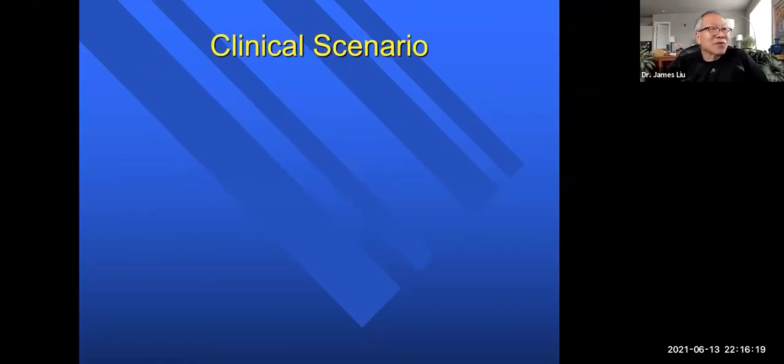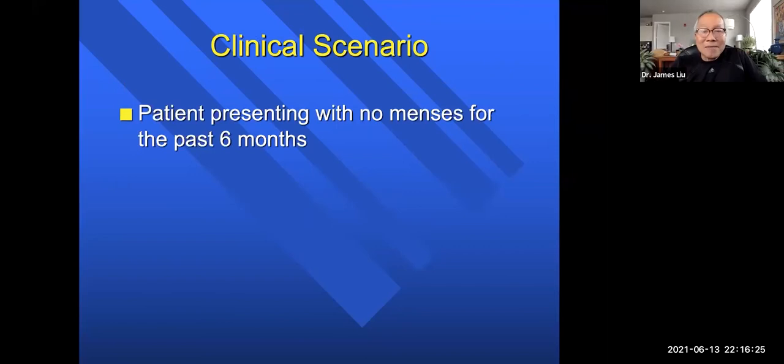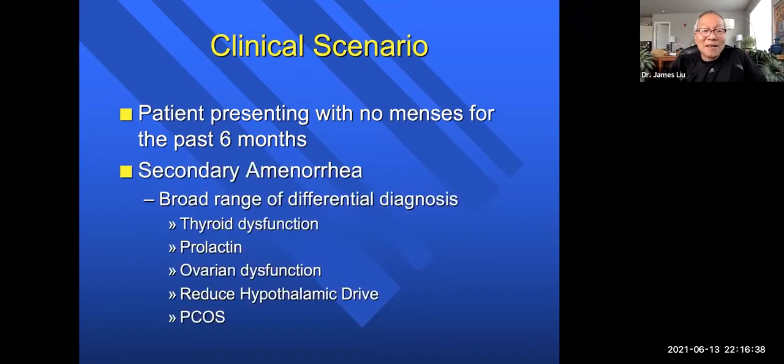So let's first start, as most clinicians, with a clinical scenario. This is not atypical for patients that might present to your office or clinic. A patient with no menses for the past 6 months. So she fits the definition of secondary amenorrhea. And there is a broad range of differential diagnoses.